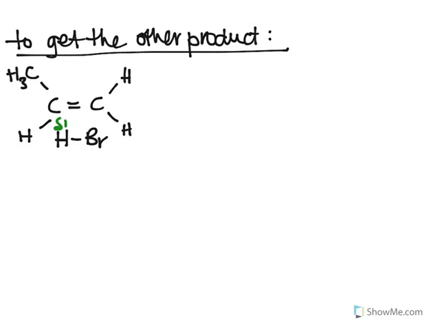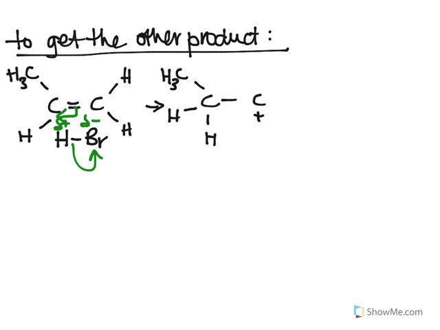So let me show you what I mean if we were to get the other product, which we don't by this mechanism. So here we've lined the bromine up the other way, and in order for the hydrogen to go on this middle carbon, this would form the bond here and this bond would break, leaving us with this carbocation intermediate, where the positive charge is now on this carbon here.